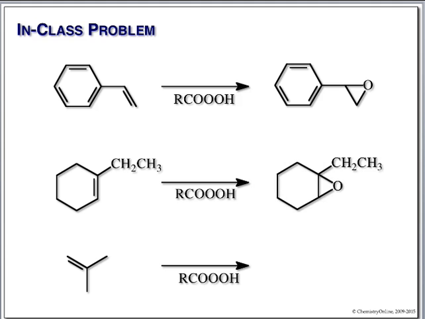And finally, our last one. How simple can you get? We have a nice simple alkene carbon. All we're going to do is make this into an epoxide.